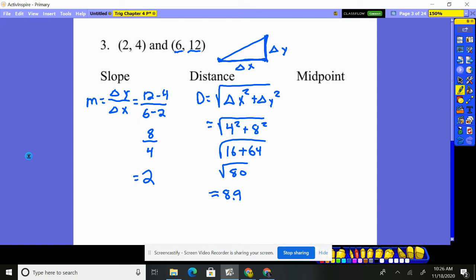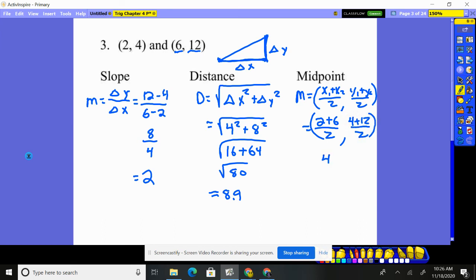Midpoint. It's the middle of your x's and the middle of your y's. How do you find the middle of anything? You find the average. You add them together and divide by 2. So we're going to add our x's together and divide by 2, and add our y's together. So the formula is x1 plus x2 divided by 2, y1 plus y2 divided by 2. So adding our x's together, 2 plus 6 divided by 2. Add our y's together, 4 and 12 divided by 2.